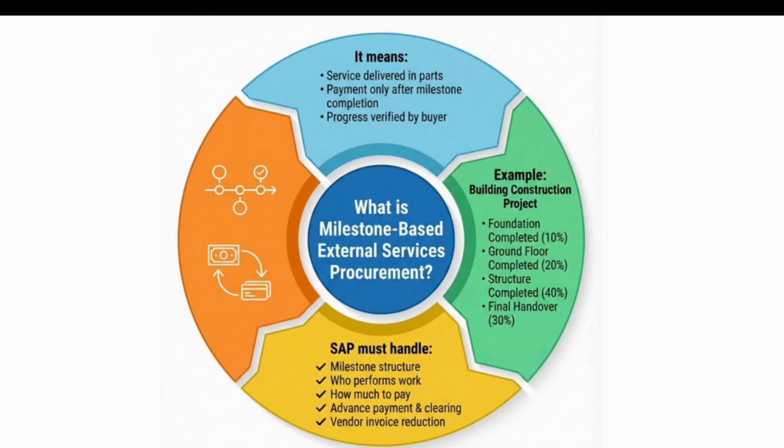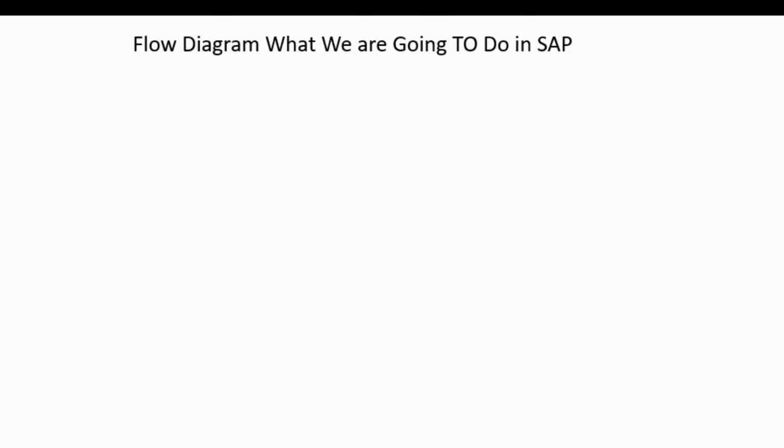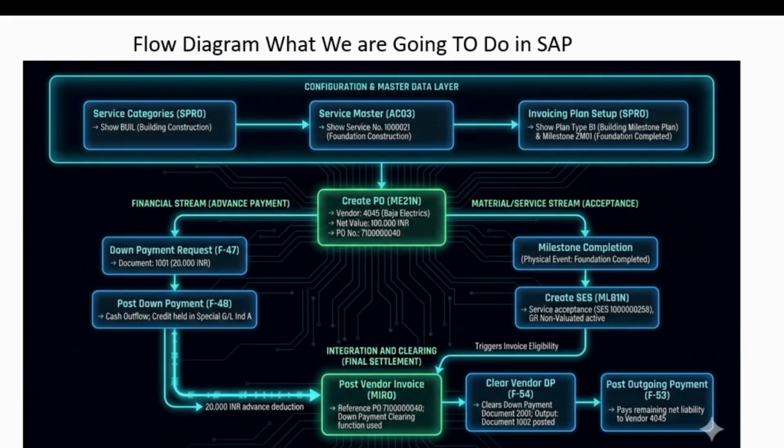So SAP must handle the structure of milestones, who will perform the work, how much to pay at each stage, advance payment and clearing, and vendor invoice reduction after down payment. All these things we are going to cover in today's session. We'll also assume a real-time scenario and perform it in the SAP system, and we'll understand what documents we need to create to understand this milestone based external service procurement.